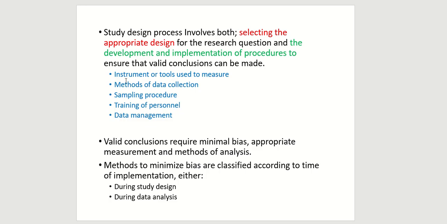Okay, study design process involves both selecting the appropriate design for the research question and the development and implementation of procedures to ensure that valid conclusions can be made. So instruments or tools used to measure, method of data collection, sampling procedures, training of personnel, data management, all are part of the process of making sure that your study is done the appropriate way. Valid conclusions require minimal bias, appropriate measures, and methods of analysis. Methods to minimize bias are classified according to time of implementation, either during study design or during data analysis.